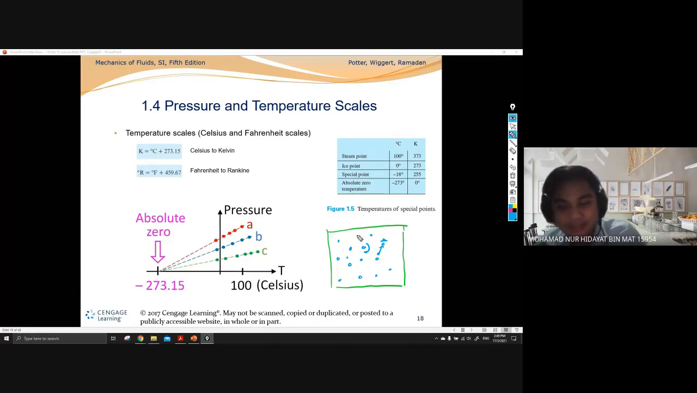The particles don't have any kind of energy, fixed, not moving at all. So this is the point.